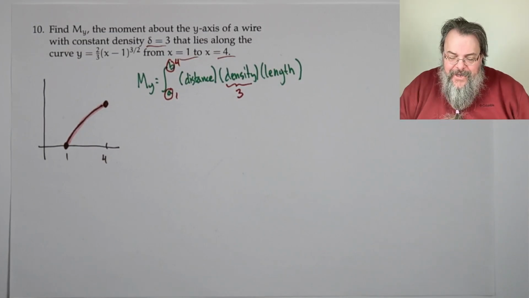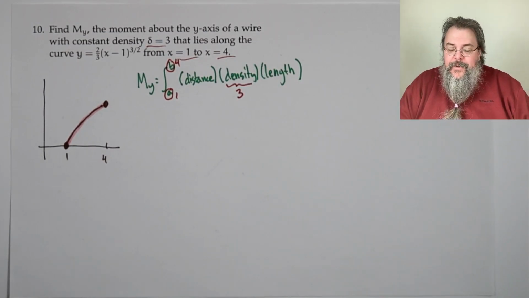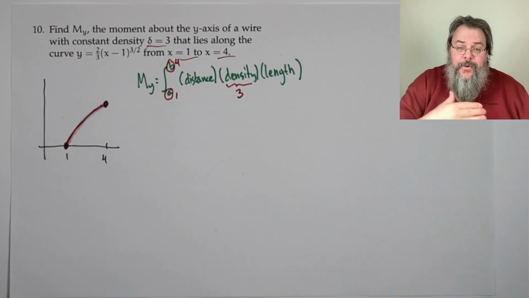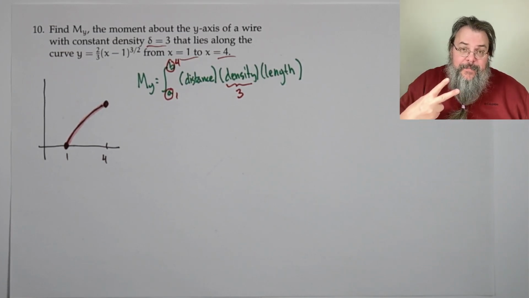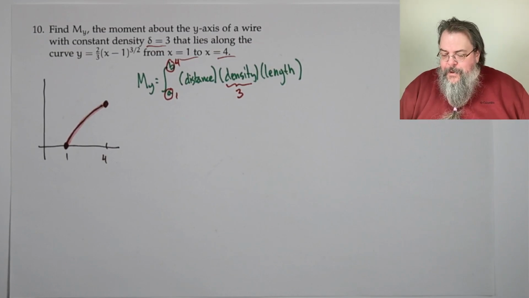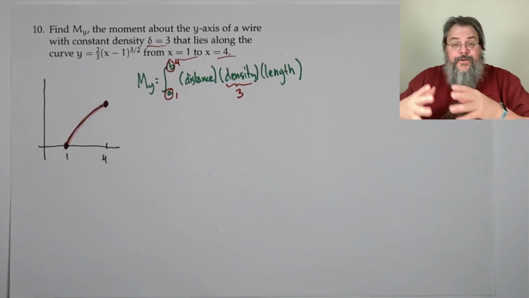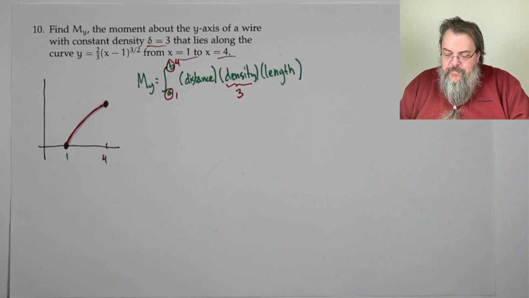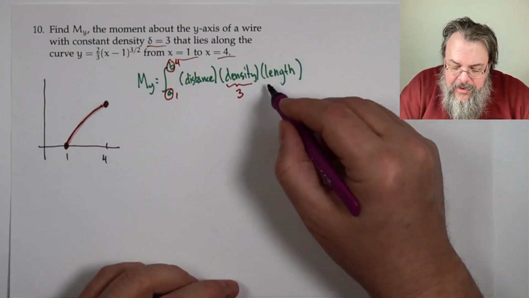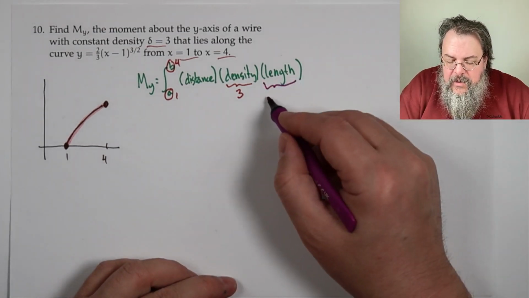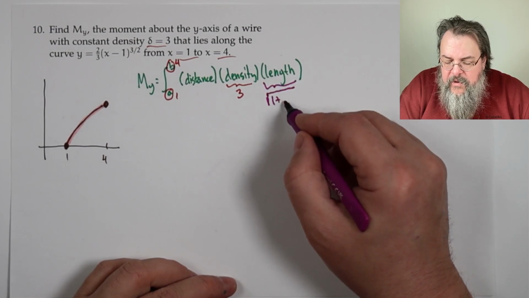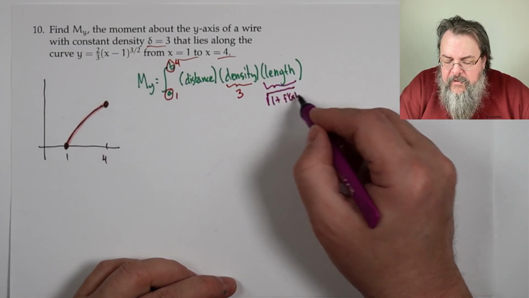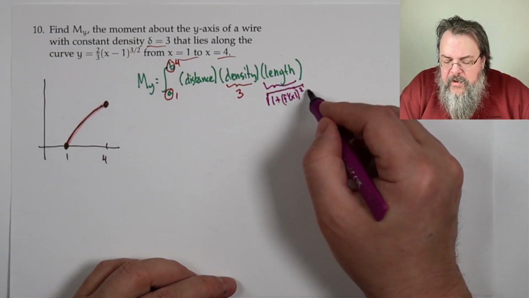Okay, what about length? Well, what setting are we in? Length has 3 different flavors. We've only talked about 2 so far, but there's 3 flavors. We are in the y equals f of x setting. So our length is going to be the square root of 1 plus f prime of x squared dx.